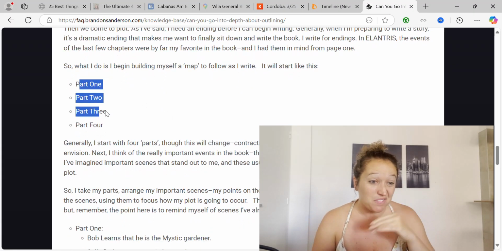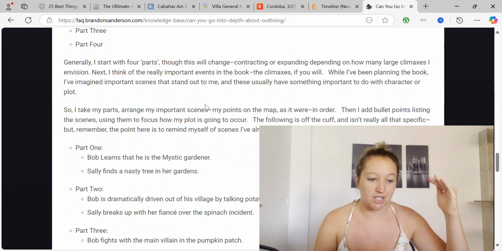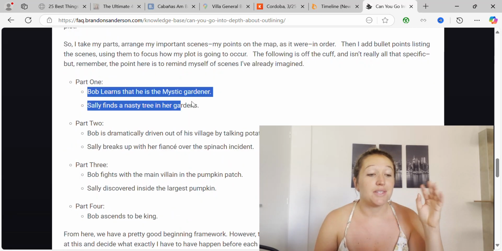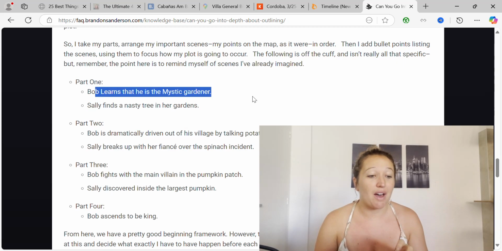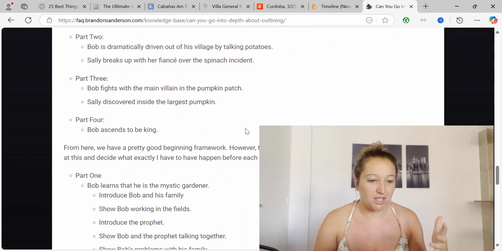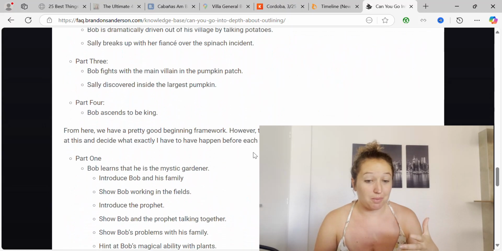But basically, we go in and he says he builds himself a map when he outlines. So he starts with part 1, part 2, part 3, part 4, and then he will take those parts and arrange his scenes in points on the map. So for part 1, he will have really big overarching framework things. Bob learns to be a gardener. Sally finds a nasty tree in her gardens. These are the major plot points.